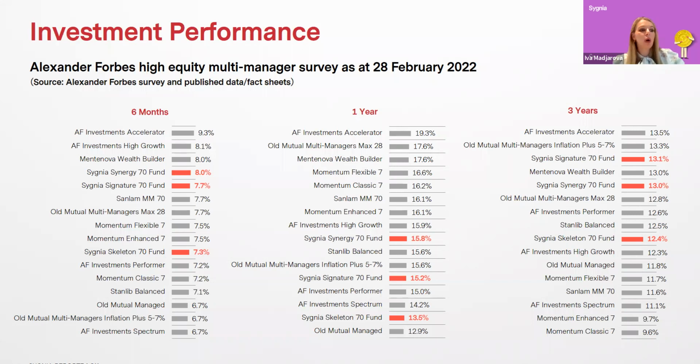We do find that most members use the defaults, the trustee defaults and the default chosen by the employer, and would be invested in the 70 portfolios right up until 6 years before retirement. So over 6 months, we can see that Synergy and Signature are in the top quartile of good performers, with Skeleton a little bit further down.